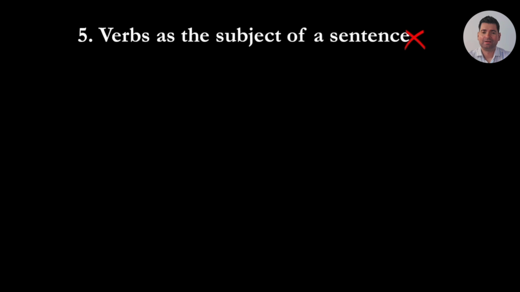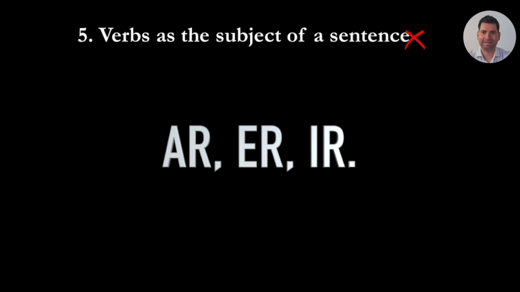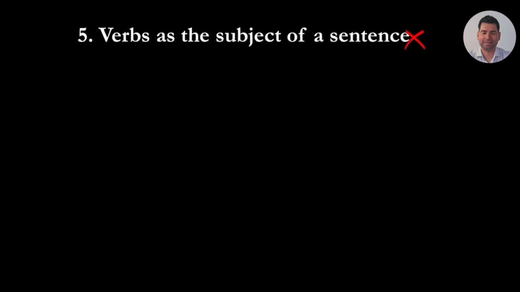Number 5, verbs as the subject of a sentence. Here, in English, you use the ing verb. In Spanish, we're going to use the infinitive form again: ar, ir. You don't translate ing to ando, iendo. Remember that a sentence in most languages, or in every language, is the subject plus the verb plus the object. This is the basic structure.